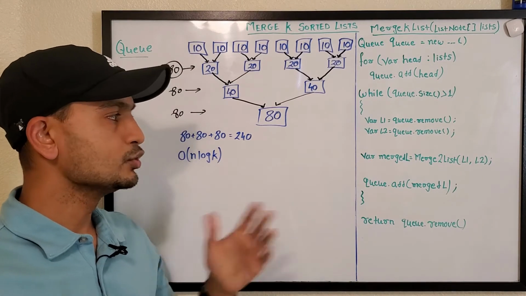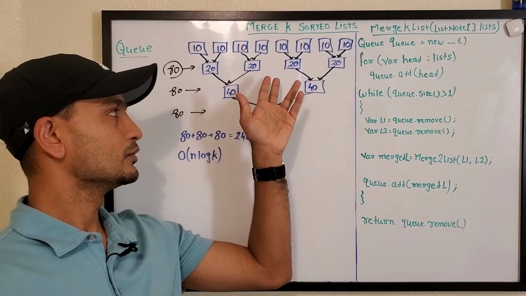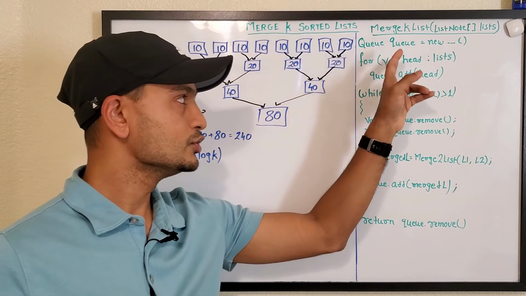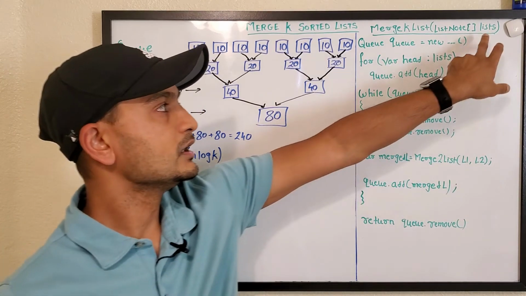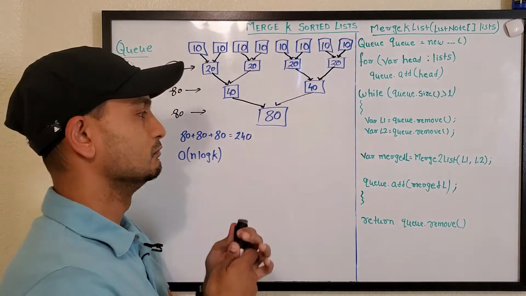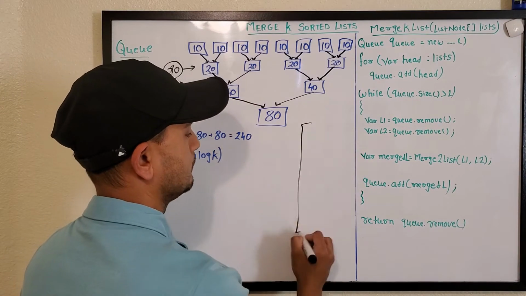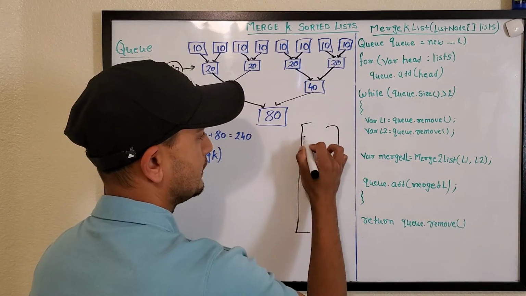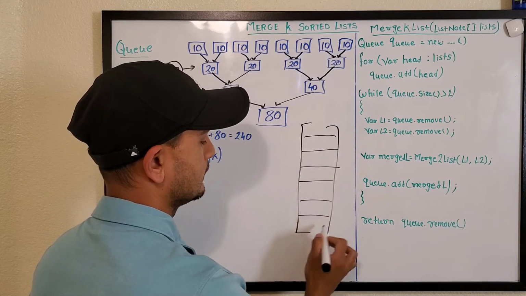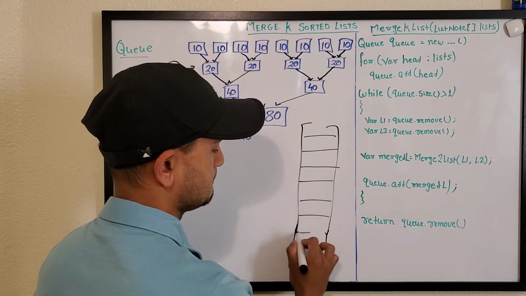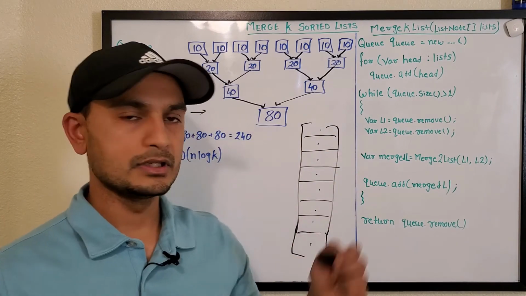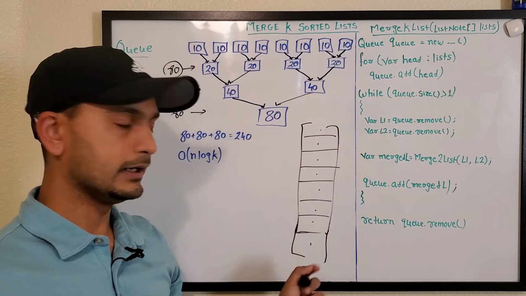So I do want to mention that to implement this approach, we don't have to use a queue. I mean, we can simply reuse this list array, right? We merge. So let me draw it, I'll better explain. So let's say we have 8 lists, 1, 2, 3, 4, 5, 6, 7, 8. So we have our list array of 8 lists.